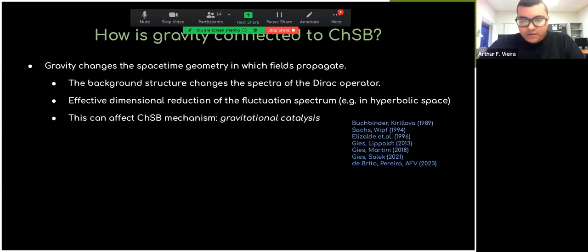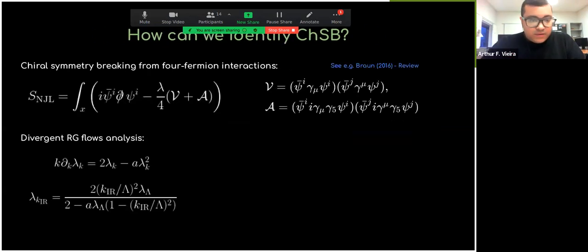This has been studied a lot since the 70s and 80s. But one simple question is, how can we identify chiral breaking, especially, more generally, how can we identify chiral breaking in general?